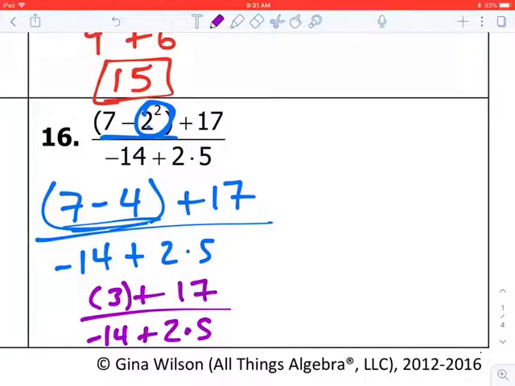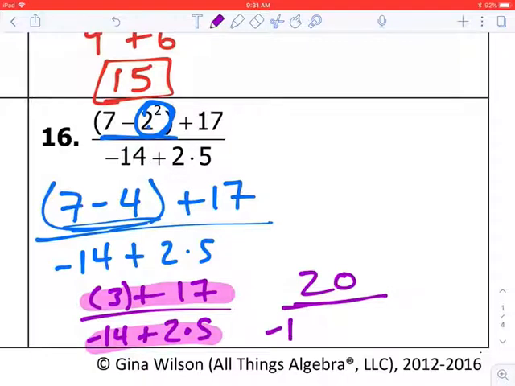Now, this is a special case. If you have a top part and a bottom part, we want to take care of those separately. So I'm going to take care of the top. 3 plus 17 is 20. And then I'm going to take care of the bottom, but again, you've got to go in the right order. So negative 14 plus, we've got multiplication. That's 2 times 5 is 10.